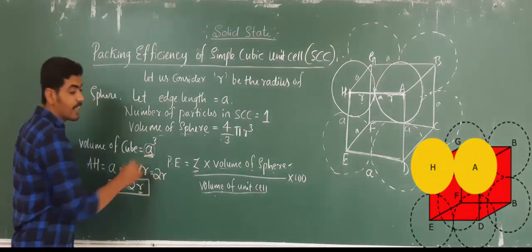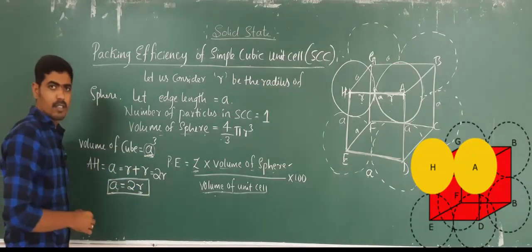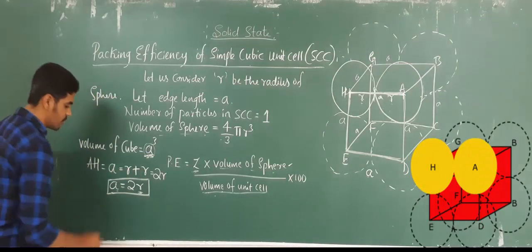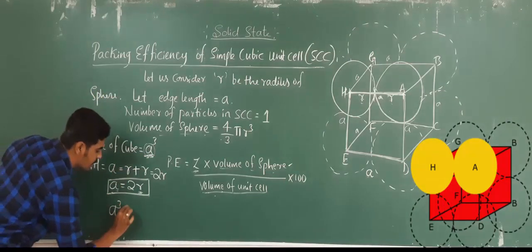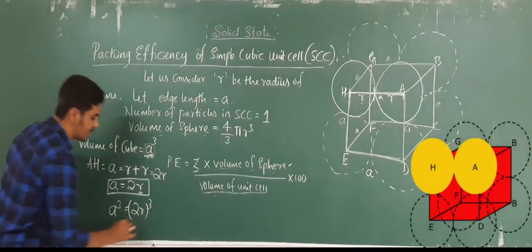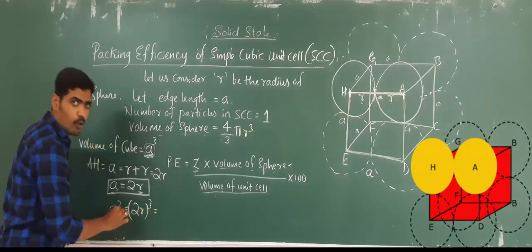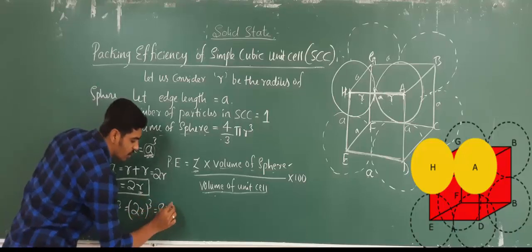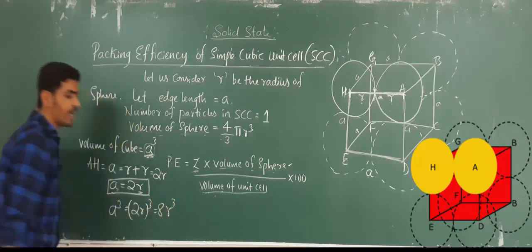Now we want A cube, not A. Once we get A, we can calculate A cube. So what is A cube? A cube is equal to 2R whole cube. How much does it become? 2 into 2, 4, 4 into 2, 8. R into R into R, R cube. So 8 R cube.